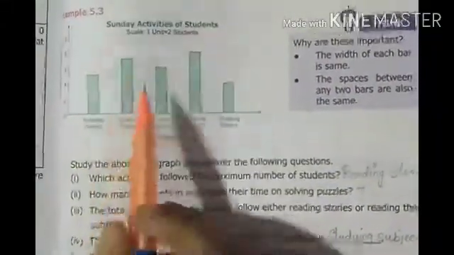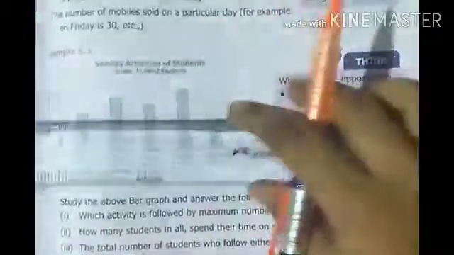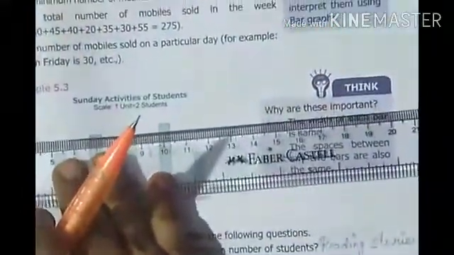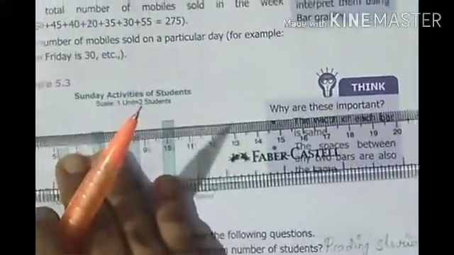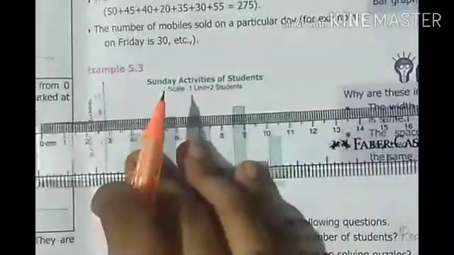Second question. How many students in all spend their time on solving puzzles? They are asking the number of students. For solving puzzles, take your scale and check. We can see the bar is placed between 6 and 8. In between 6 and 8, the number we have is 7. So the number of students who spend their time on solving puzzles is 7.